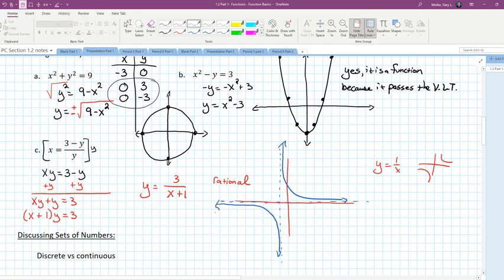Short version is, at no point do we see an x value lead to two different y values. And so this is definitely a function.